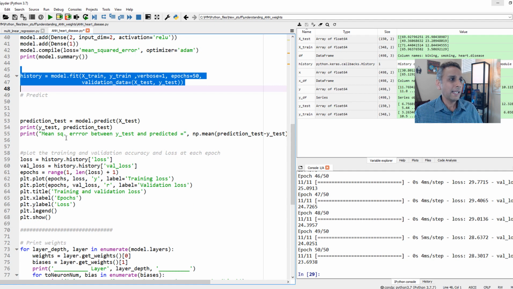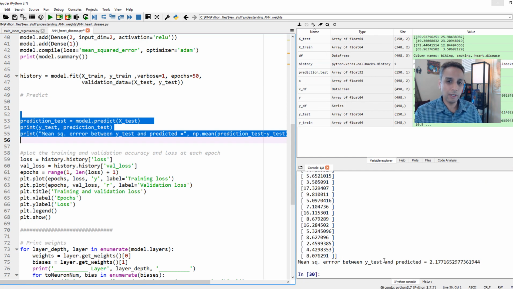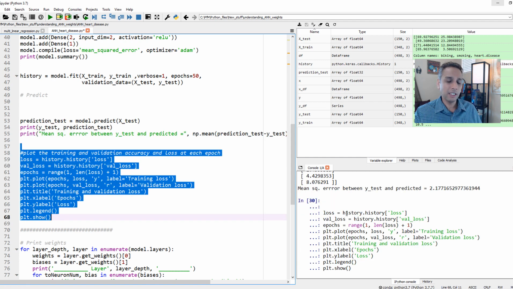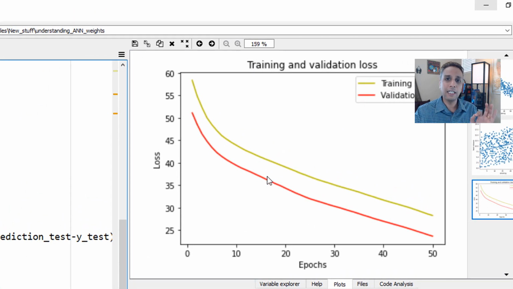Okay, it's done. Now let's actually compute our mean squared error just like we did last time. The mean squared error here is 2.17. Not good, because with our linear regression we got 0.00 something. Not good because it's only 50 epochs right now. But what I wanted to show you is when we plot the loss function for validation and training, you can see my training loss, this is classic deep learning, validation and training losses. And sometimes you'll see the validation loss to be lower than the training loss and so on.